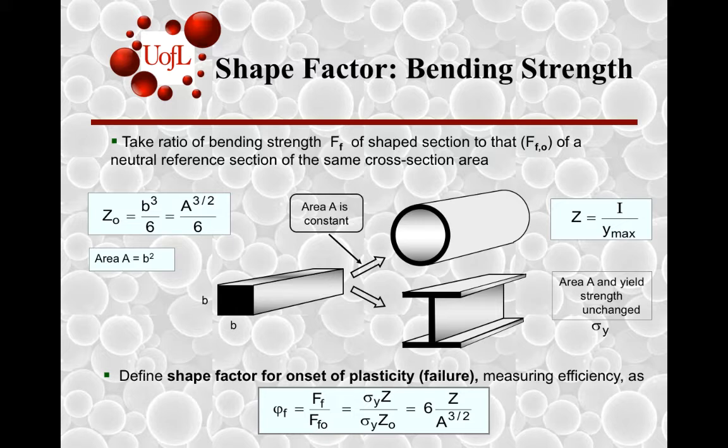So this bending strength at the onset of plasticity is proportional to Z times sigma y, which is the failure strength. And so if you normalize the bending strength for the new shape to that of the square cross-section shape, then for the same material you get the shape efficiency factor as Z divided by Z naught. And Z naught is this term over here. If you substitute that, 6Z divided by A to the power 1.5 is your shape factor, strength limited design.